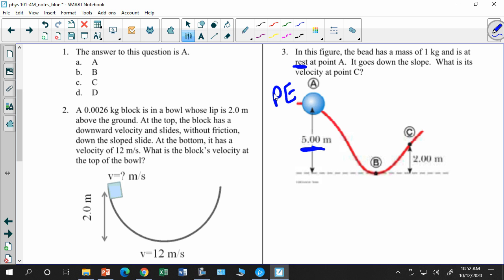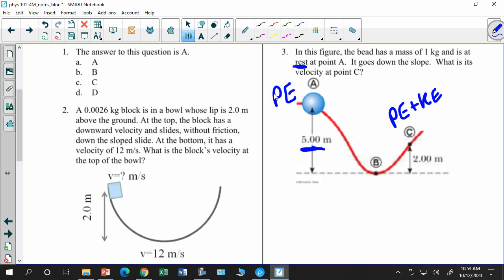And then I want to know what is the velocity at point C. And so at point C, it has potential energy, and it also has kinetic energy. It's at a point lower than here, so some of this potential energy is moved into kinetic energy. So I know that this object has some velocity here. So what I do is I set this energy equal to that energy. That is the conservation of energy. And the total amount of energy is constant throughout the path.